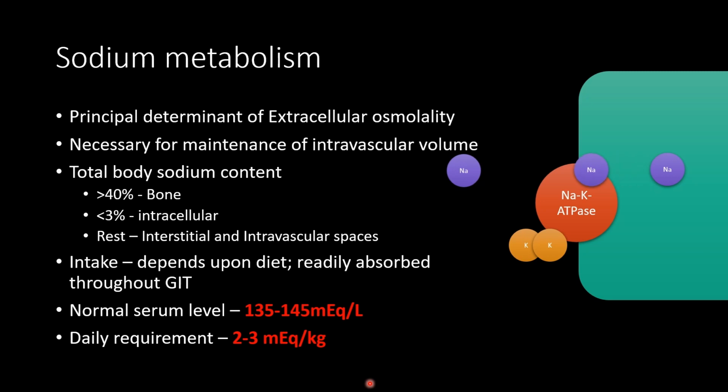This is the sodium potassium ATPase, which causes shift of 3 molecules of sodium from inside to outside the cell, and the shift of 2 molecules of potassium from outside to inside the cell, so that the principal extracellular cation is sodium and the principal intracellular cation is potassium.